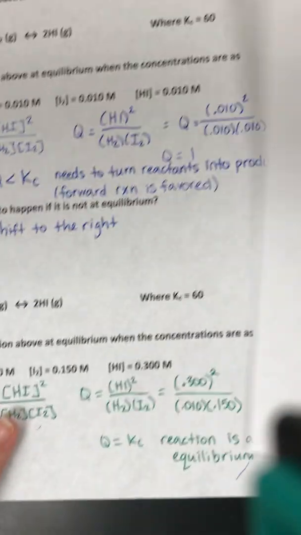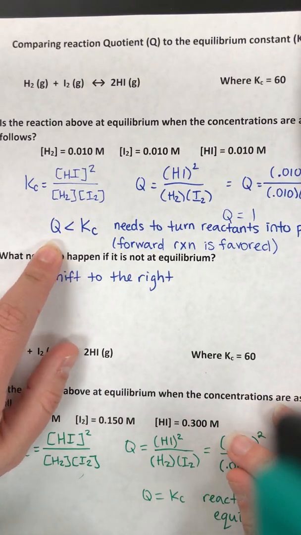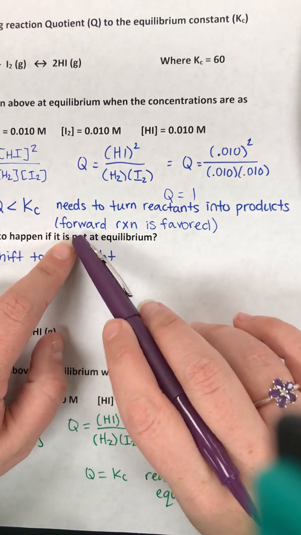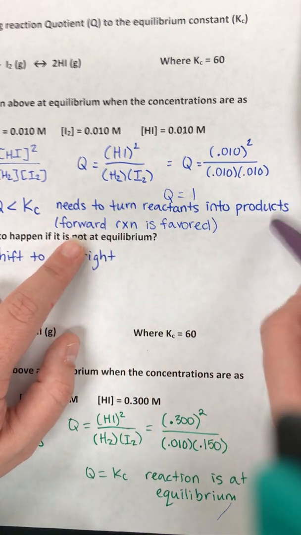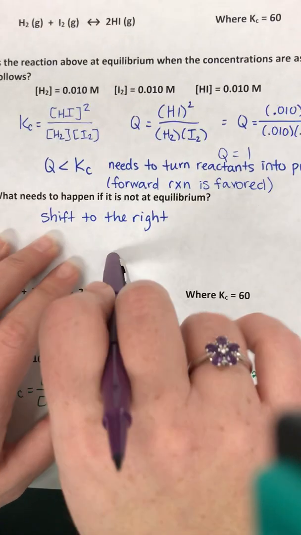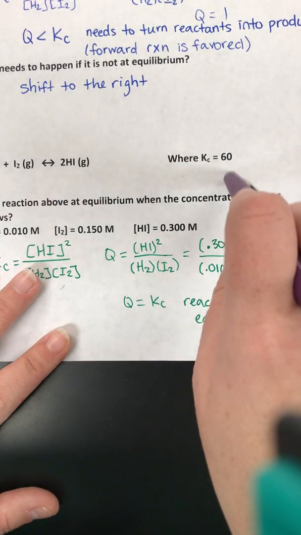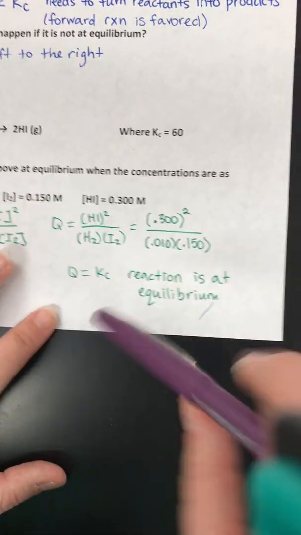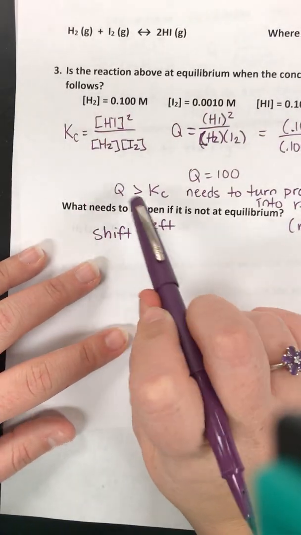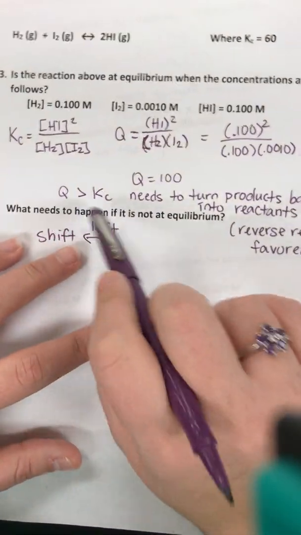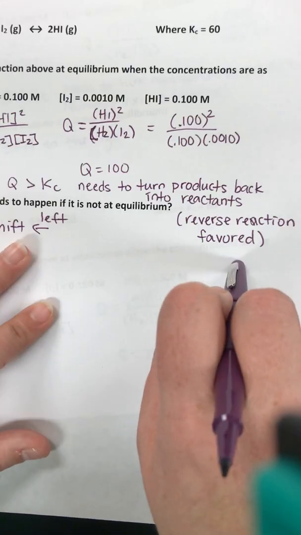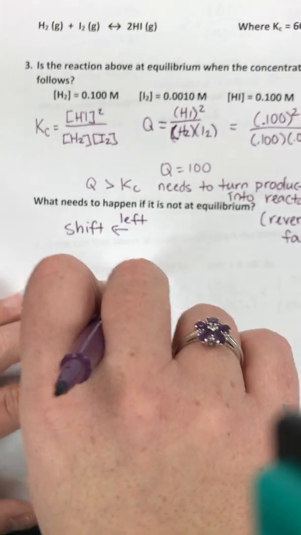So to sum it up, when the reaction quotient Q is less than the equilibrium constant, the reaction needs to make more products, so the forward reaction is favored, which means it shifts to the right to restore equilibrium. When Q equals the equilibrium constant, that is at equilibrium. Those concentrations are at equilibrium. When Q is greater than Kc, the equilibrium constant, we need to turn products back into reactants, which means the reverse reaction is favored. Therefore, we will shift to the left.